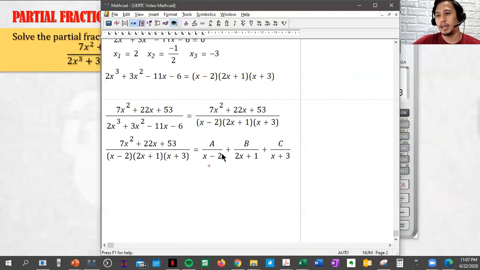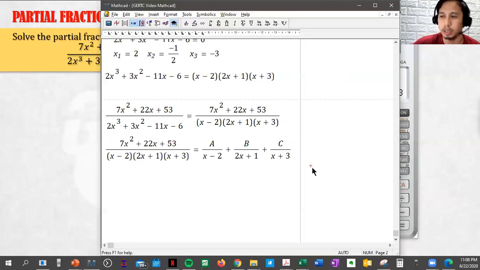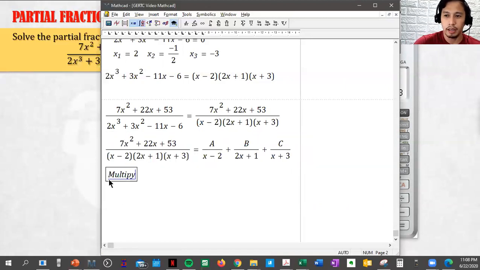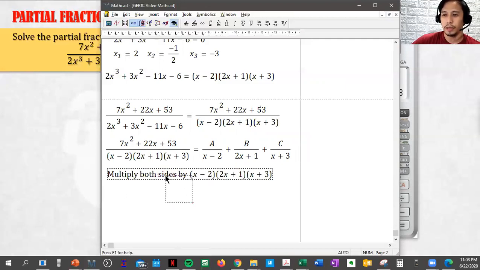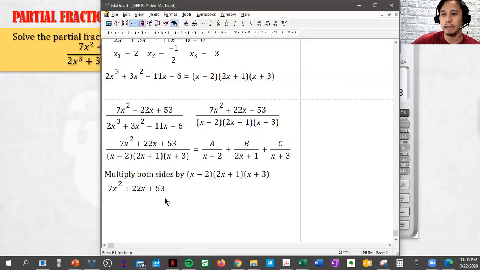Okay? As long as, if you're to solve for the values of a and b respectively, makuha mo yung respective correct answers nila. Kung ano talaga dapat yung numerator that corresponds to x minus 2, numerator that corresponds to 2x plus 1, and numerator that corresponds to x plus 3. Now, after that, ang gagawin natin is that we're going to multiply both sides by this. So, upon multiplying both sides by this, makakancel yung denominator and that leaves us this numerator at the right side.